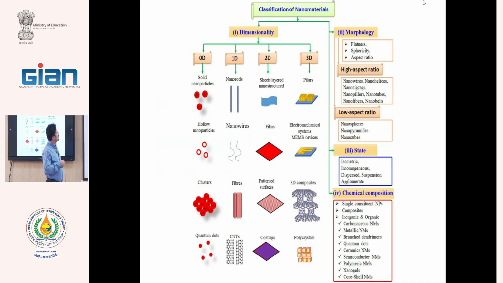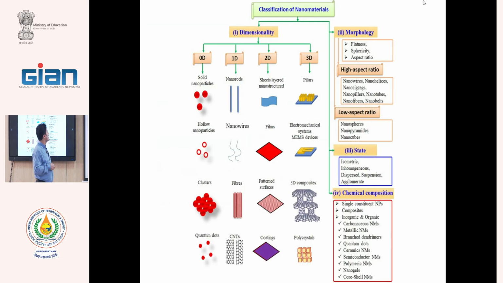Nanomaterials have a different classification. We have 0 dimension. The most common ones are carbon dots, clusters, hollow nanoparticle. As you see, all of these are nanosphere, nanoparticle. Therefore, carbon dots are 0 dimensional, and that means very, very small.